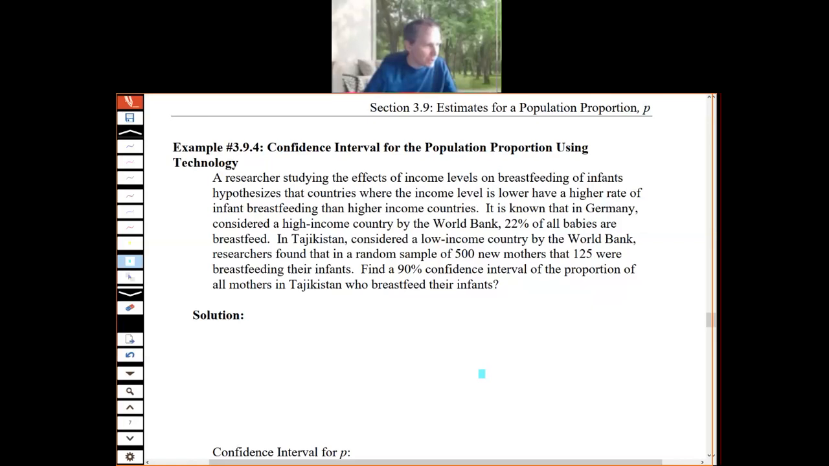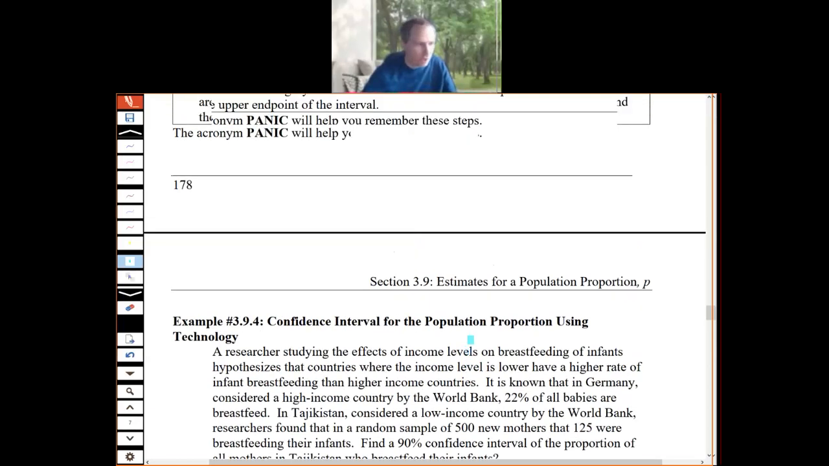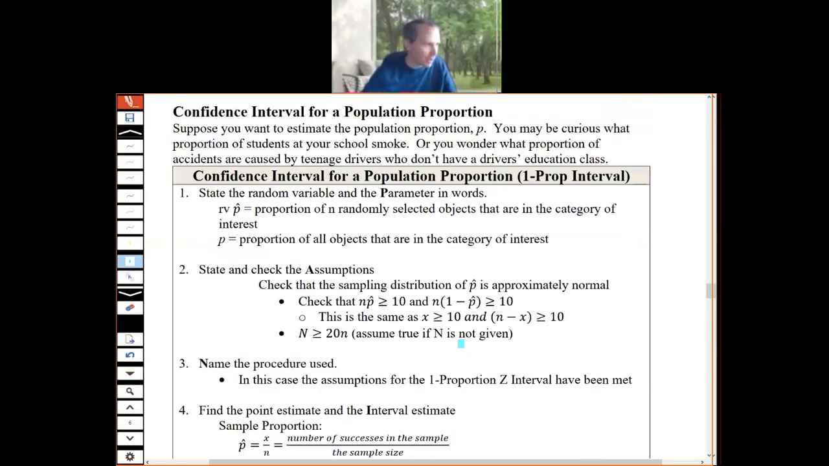Find a 90% confidence interval of the proportion of all mothers in Tajikistan who breastfeed their infants. Okay, so there's a lot to this. We want to be very careful about our process.